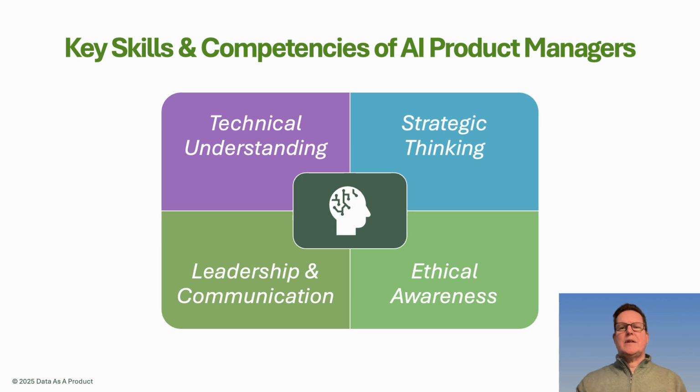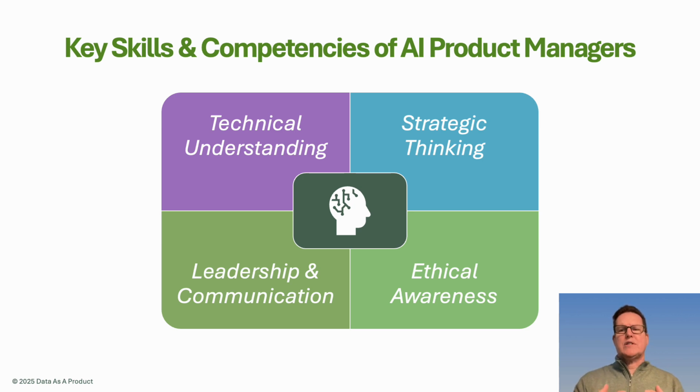To excel as an AI data product manager, you'll need a unique blend of skills that combine technical understanding, strategic thinking, and leadership. Let's explore the key skills and why they matter. First, technical understanding. While you don't need to be a data scientist to do the job, you do need to understand concepts like machine learning, data pipelines, and feature engineering. This will help you to communicate effectively with the technical teams and make informed decisions.